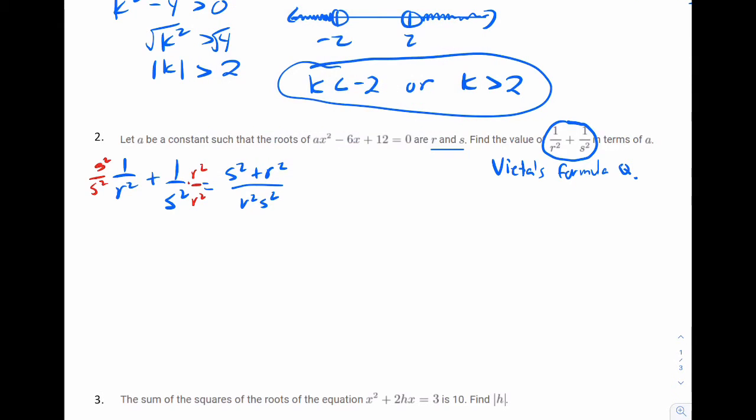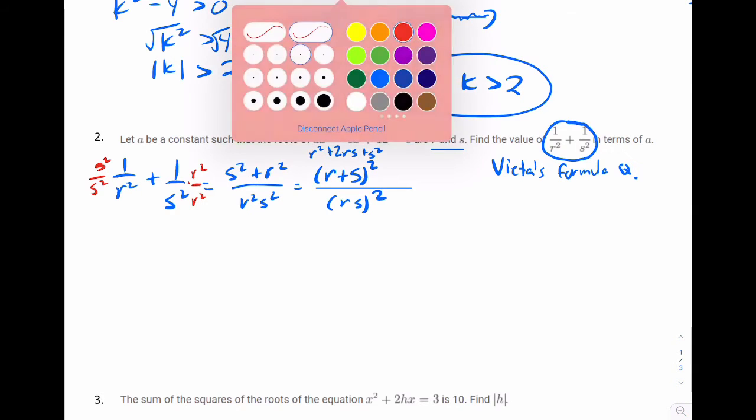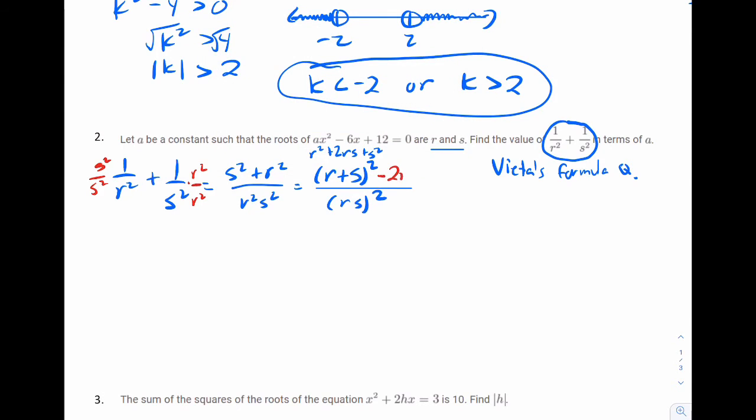Now here's a part that takes a little bit of creativity. The bottom, we can see this is just rs quantity squared. And the top is a little complicated. If I write this expression, we know that this is not equivalent, because this would be r squared plus 2rs plus s squared. So to make it equivalent, simply write minus 2rs, and that would now make our numerator equivalent.